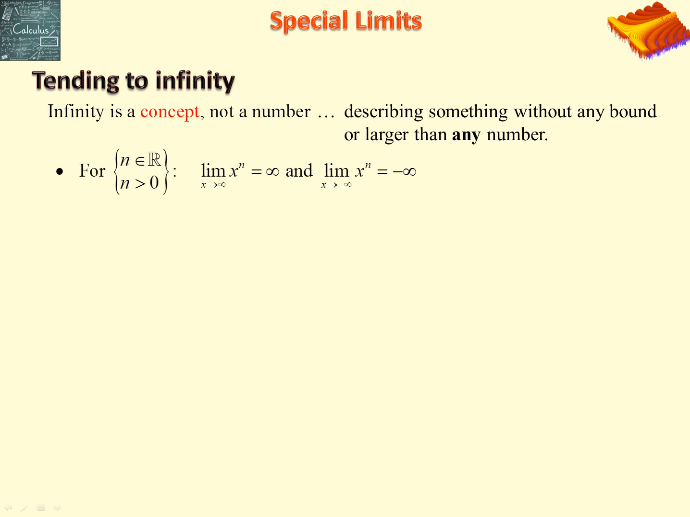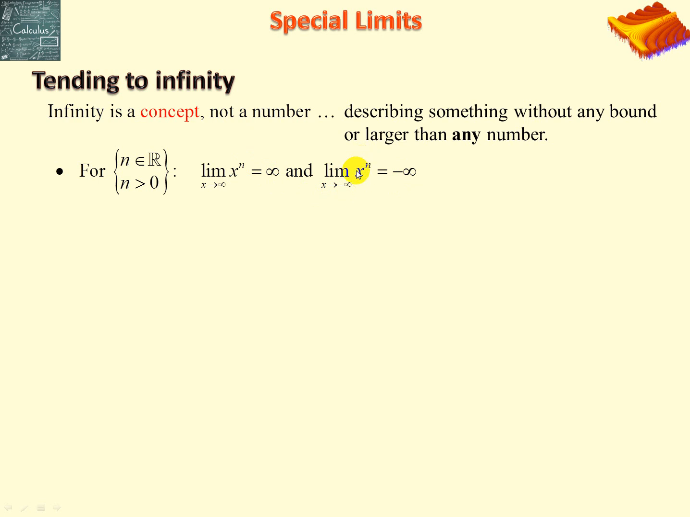For n an element of the real numbers, n greater than 0, the limit of x to the n as x tends to infinity is infinity. Now x is getting very big, so you're getting a very big number, and that's the one that's changing. So no matter what this is, if it's a real number greater than 0, this is going to go towards infinity.